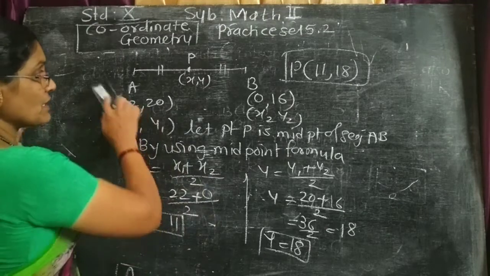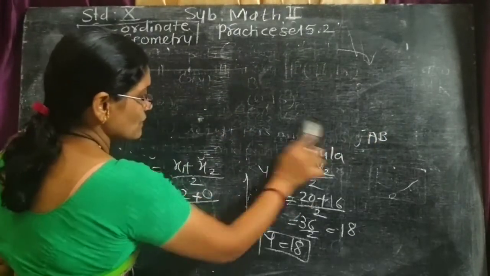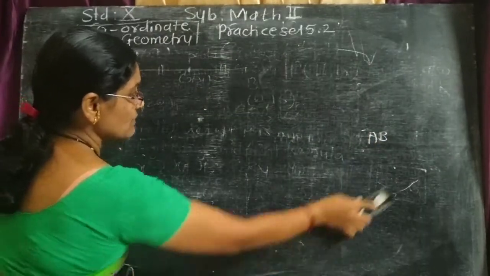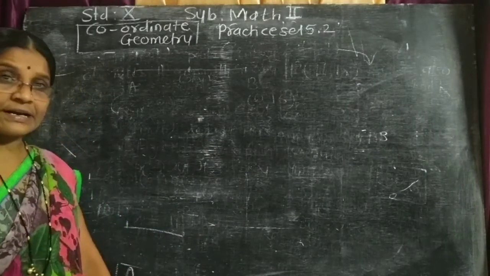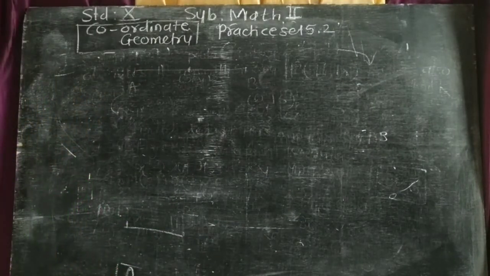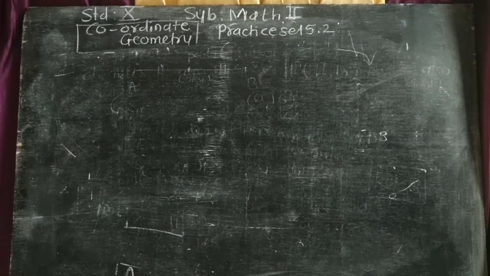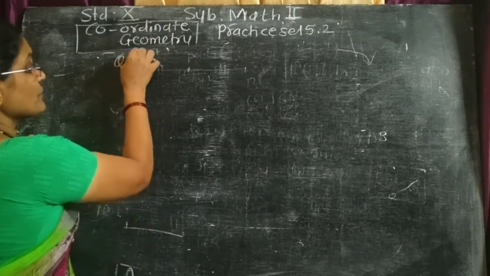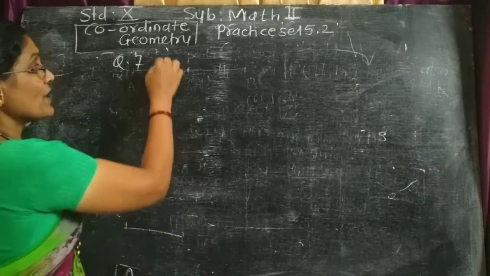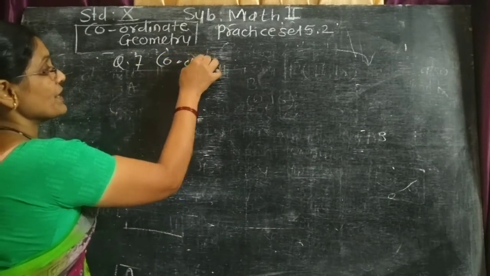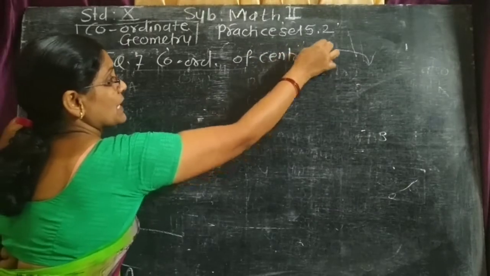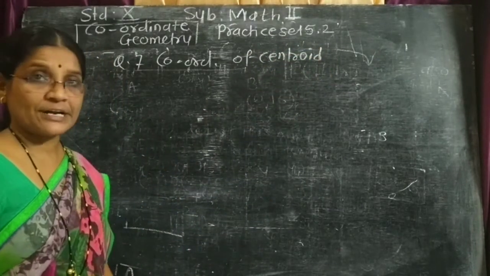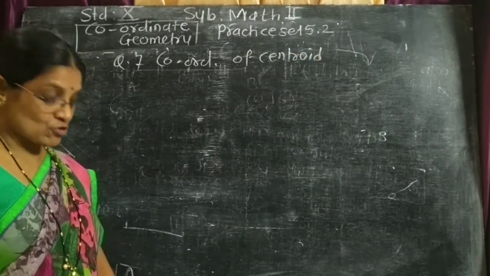Now we are solving question number 7. In question number 7, what is given? Listen carefully. Find the coordinates. Question number 7, we have to find out the coordinates of the centroid. We already learned the centroid formula. Using that we have to solve this.